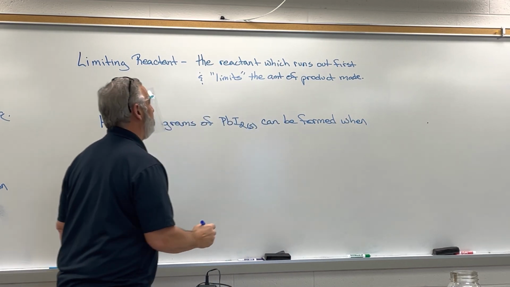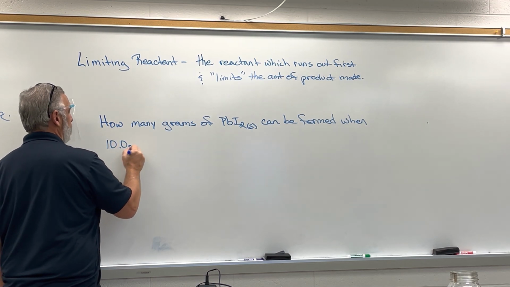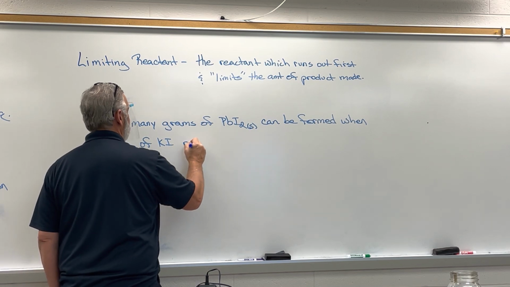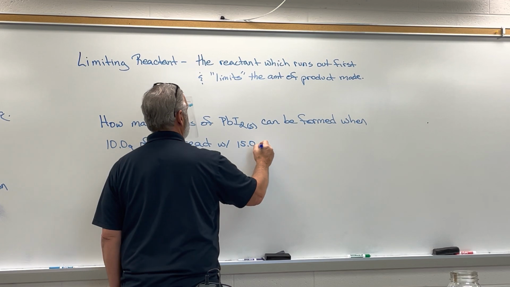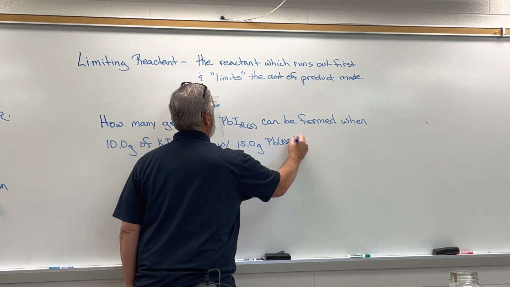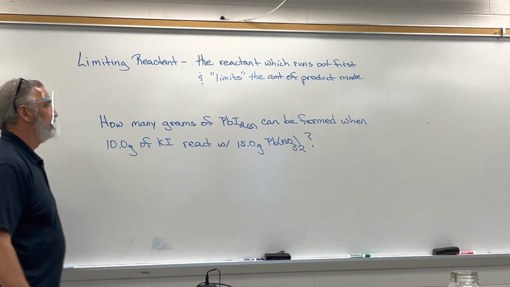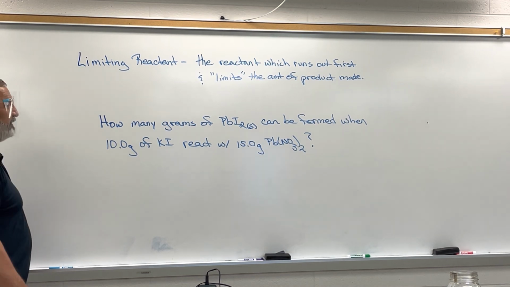How many grams of PbI2 can be formed when 10 grams of KI react with 15 grams of Pb(NO3)2? Looks like a stoichiometry problem. So what's the first step we should do? So what's going to react with what?